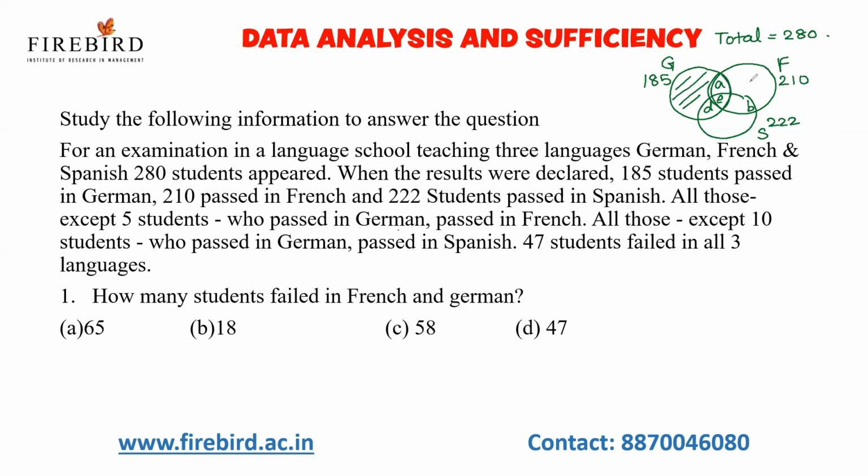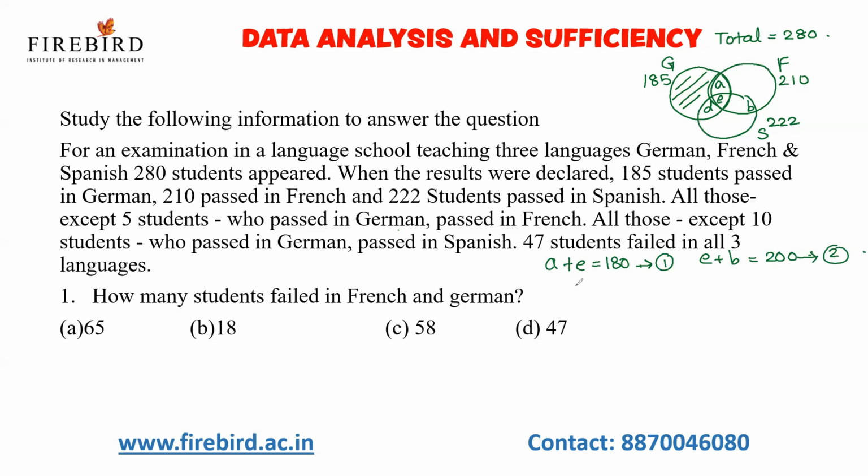Now they have given another line: all those except 5 students who passed in German passed in French. So A plus E together is 180. Take this as equation 1. And next one: all those except 10 students who passed in German passed in Spanish. E plus B together represents 200. Take this as the second equation.